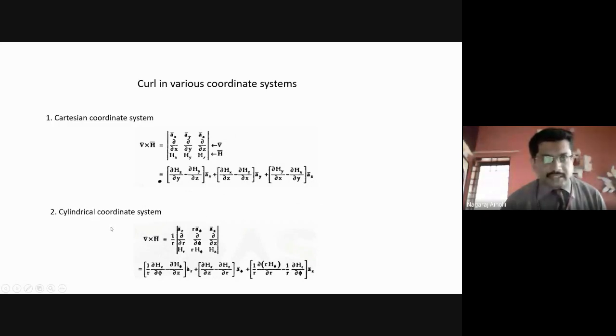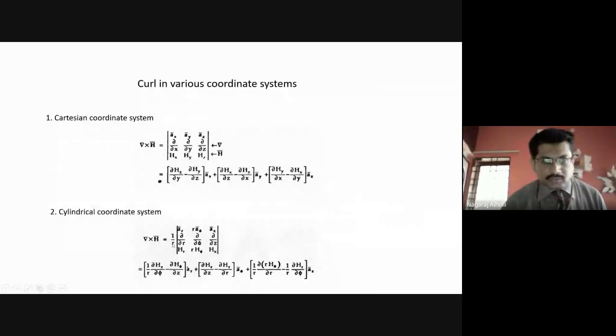Next, in the cylindrical coordinate system, del cross h bar is equal to 1 upon r times the determinant of ar bar, r a phi bar, az bar, dou by dou r, dou by dou phi, dou by dou z, hr, r h phi, hz. This is in the determinant form. You all have to remember this determinant form. Just remember this determinant form, you can expand on your own, right? That is important. You just memorize that, practice it.